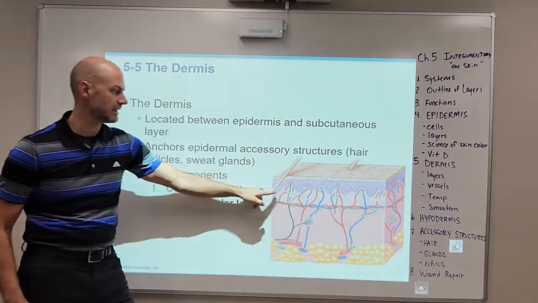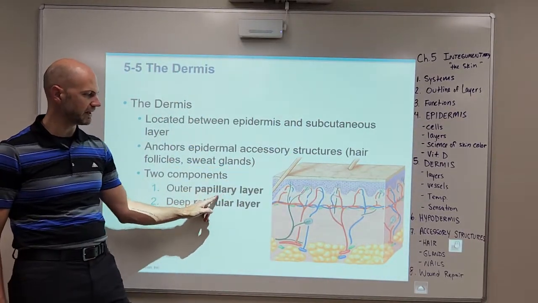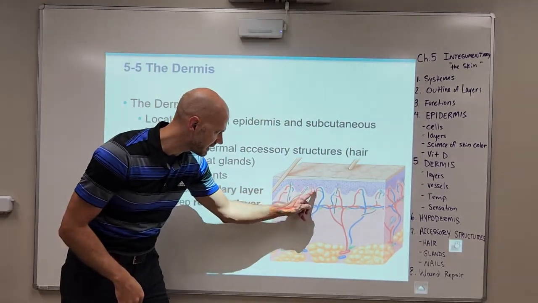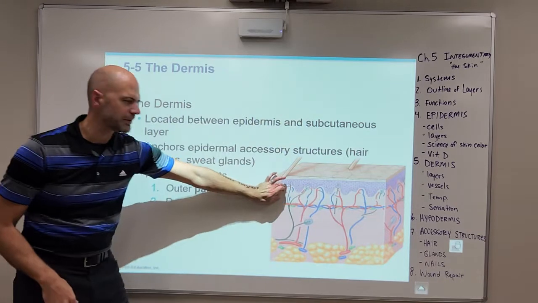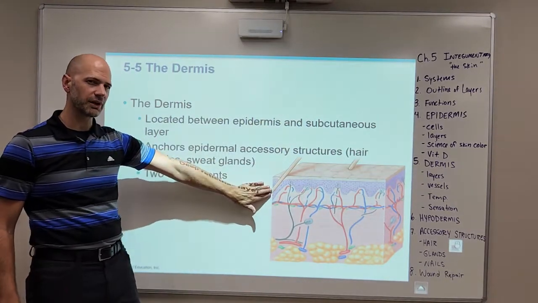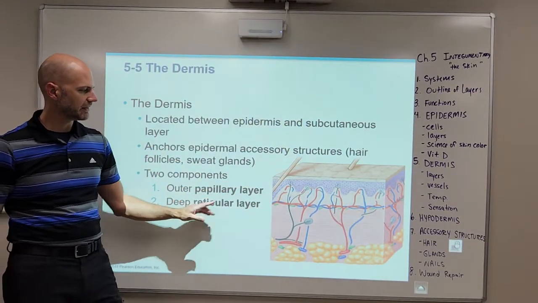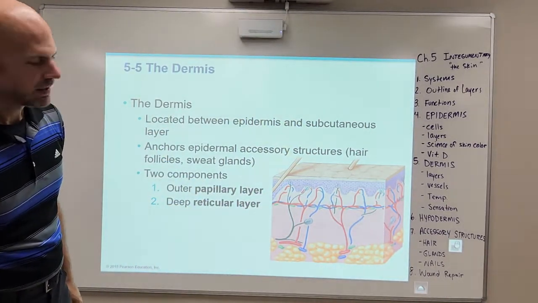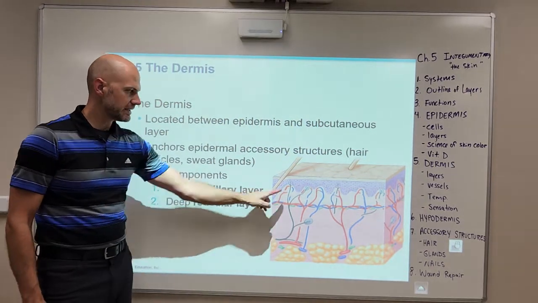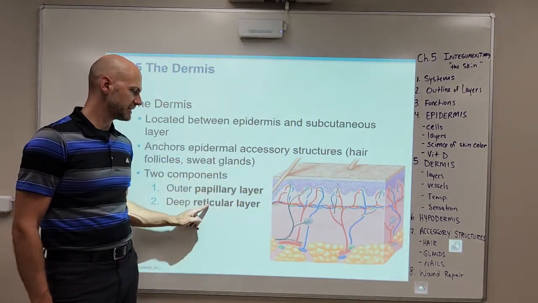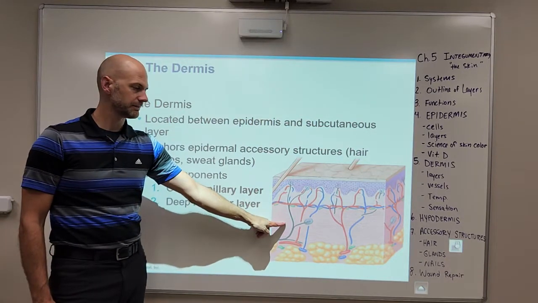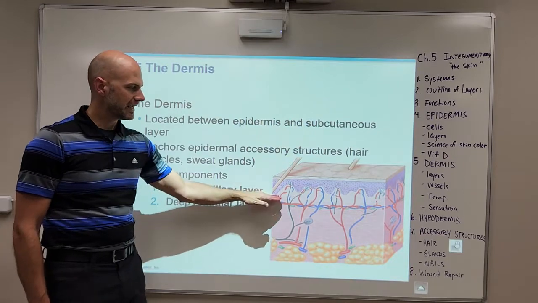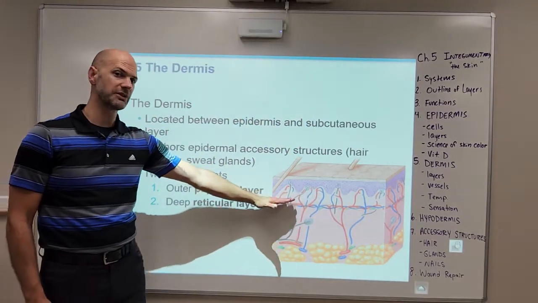The upper layer is the papillary layer. Papilla means kind of like nipple or protrusion. These little bumps here are the little papilla. The upper 1/3 to 1/4 of the dermis is called the papillary, and the remainder of it is the reticular dermis. The papillary layer is loose areolar, and the reticular is dense irregular. Again, there's no formal boundary between these two layers.